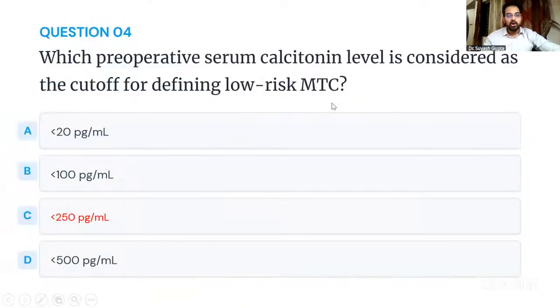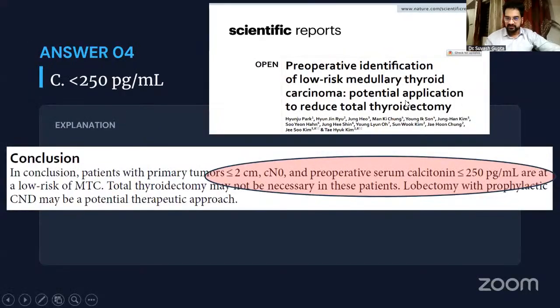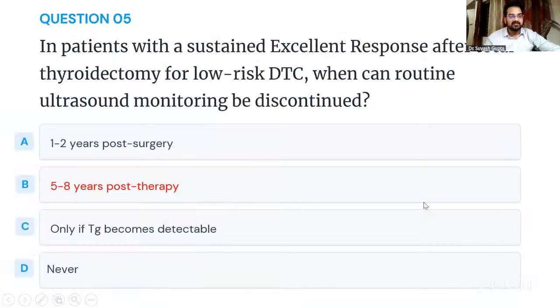Which preoperative serum calcitonin level is considered the cutoff for defining low-risk MTC? It is less than 250, as also discussed in the talk just by Dr. Sasi sir. They mentioned that patients with primary tumor less than 2 centimeter, cN0, and preoperative serum calcitonin less than 250 are at a low risk of MTC. We can try lobectomy in these patients, is what the article says.